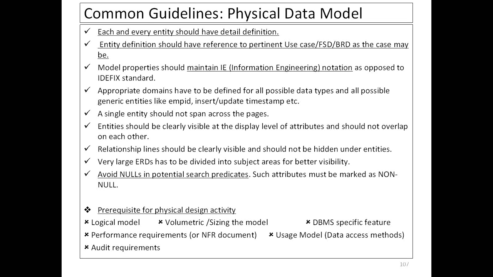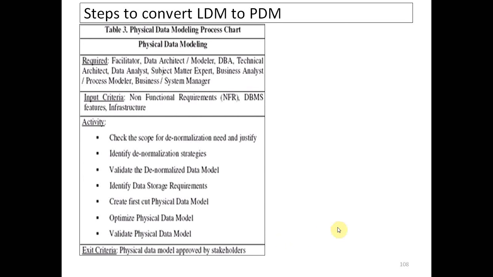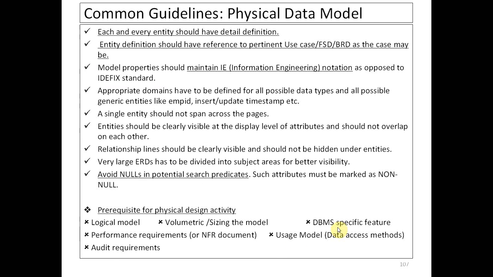Prerequisites of a physical design activity are a logical data model, the volumetric information of the model, DBMS specific features, performance requirement or the NFR document, usage model, that is the data access method, and the audit requirements. So the usage model is something which we do not ask the client, and it is something which we have to understand as the business requirement becomes clearer and clearer. However, one can ask for a usage model for greater understanding of the physical database and what is expected out of a physical data model design.